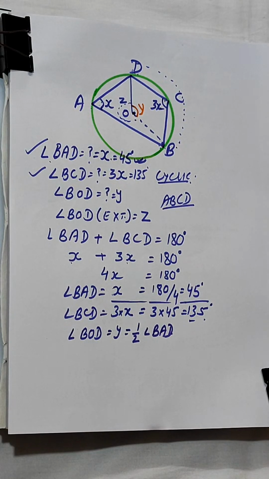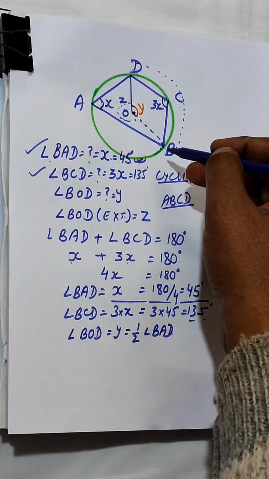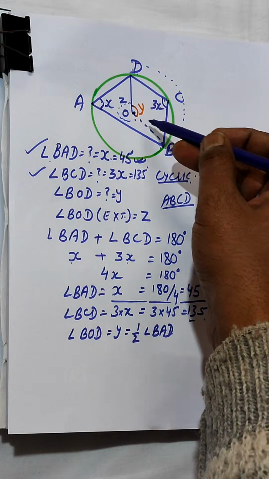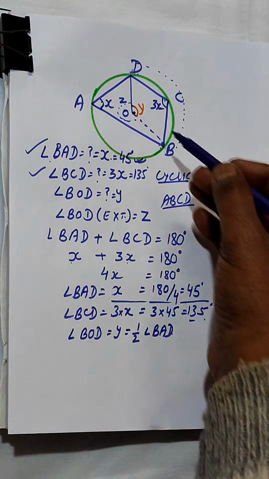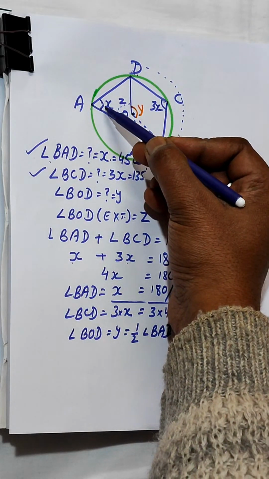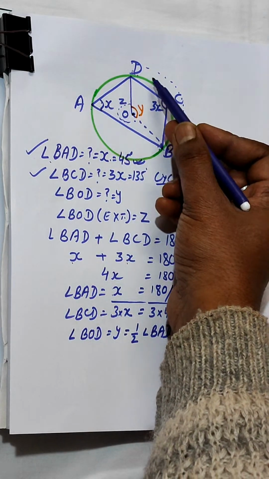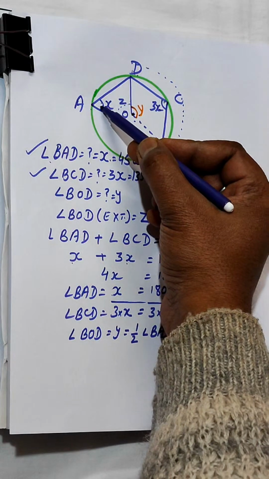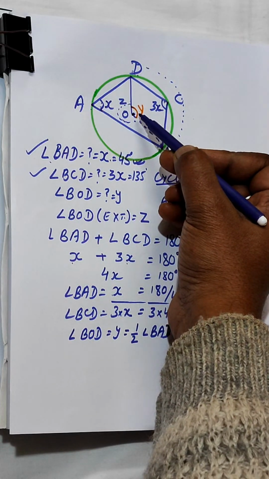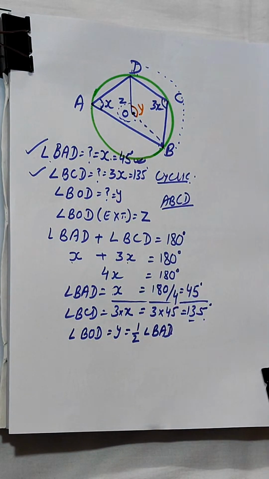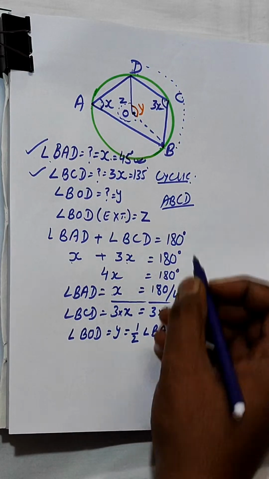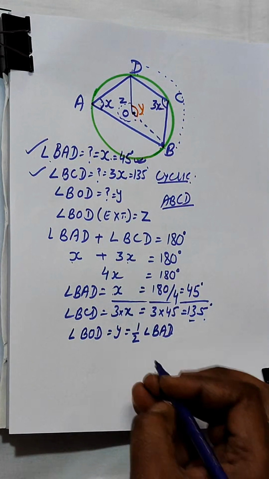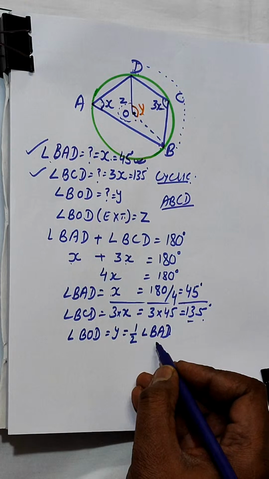Because here BCD is the arc which is subtending the angle X at A. Then the same arc will subtend twice of this angle at the center. This is the theorem, right? So we can say that angle BOD is equal to y, which is equal to half of angle BAD.